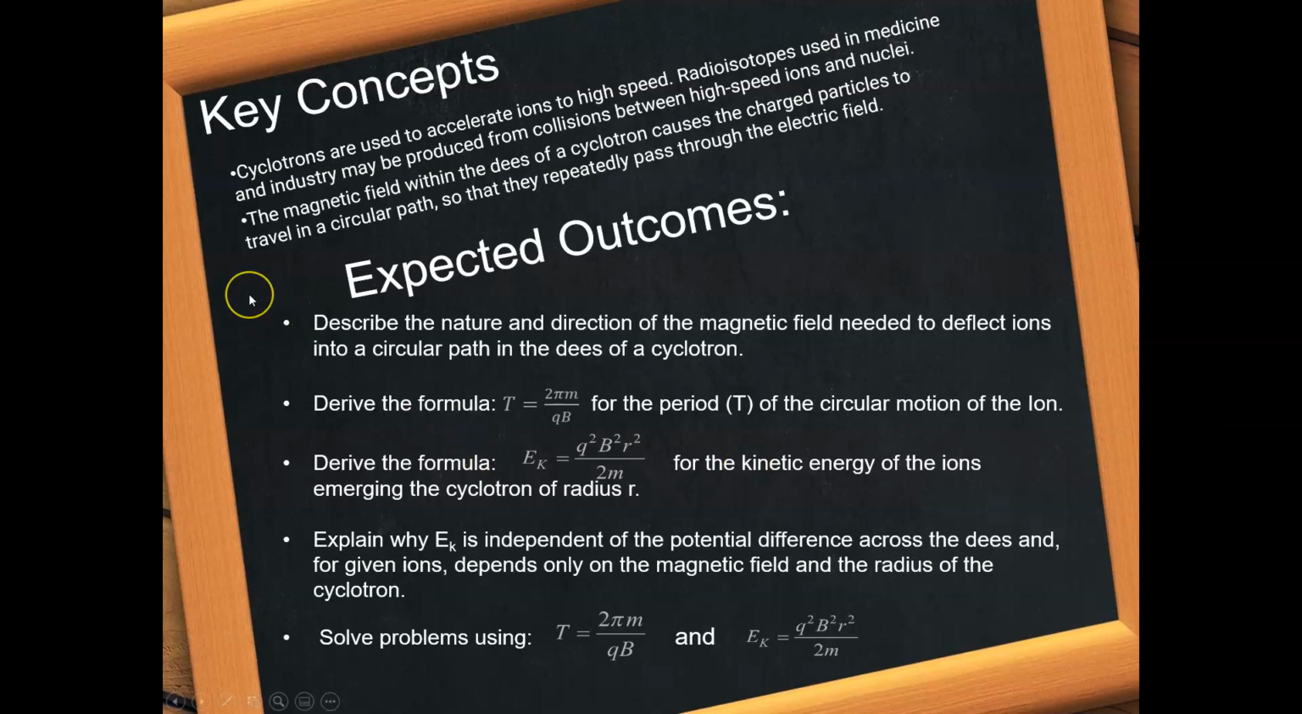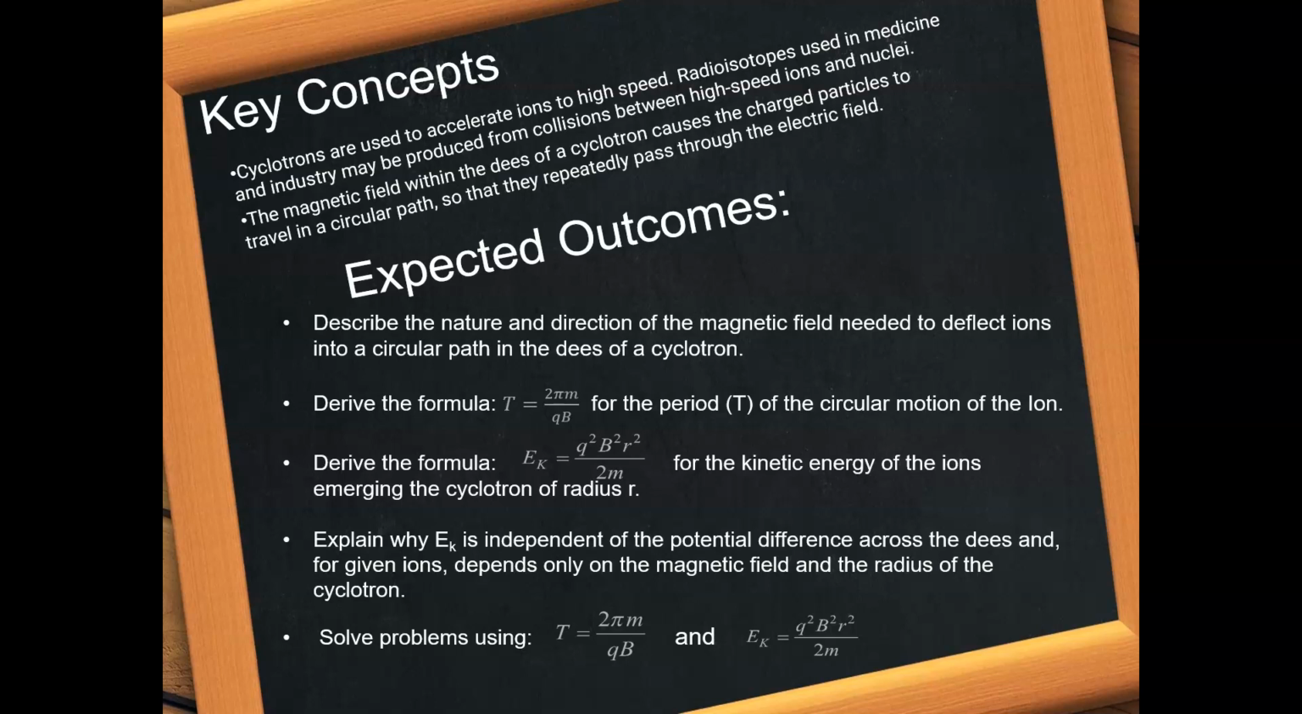The expected outcome for today is to describe the direction of the magnetic field needed in order to deflect an ion in a circular path within the D of a cyclotron. You've also got another derivation, which is to derive the period of the rotation in the cyclotron.